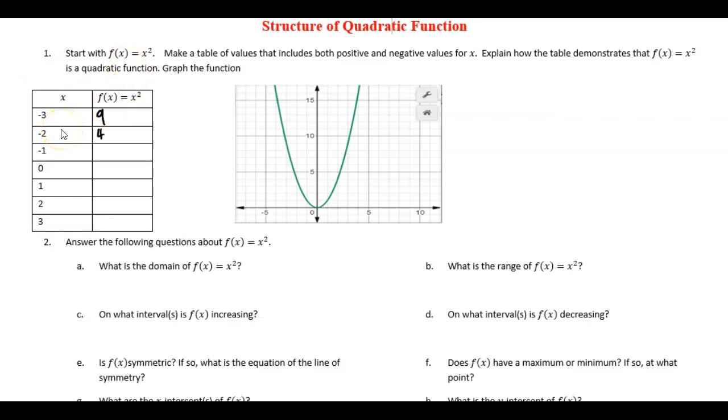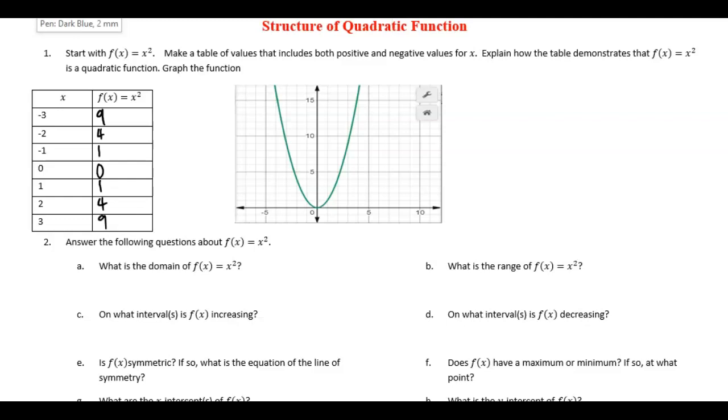If x is negative 1, then negative 1 times negative 1 is positive 1. If x is 0, 0 times 0 is 0. If x is 1, 1 times 1 is 1. If x is 2, 2 times 2 is 4. And if x is 3, 3 times 3 is 9. So that's the table. Now, let's see if that table represents a quadratic function.